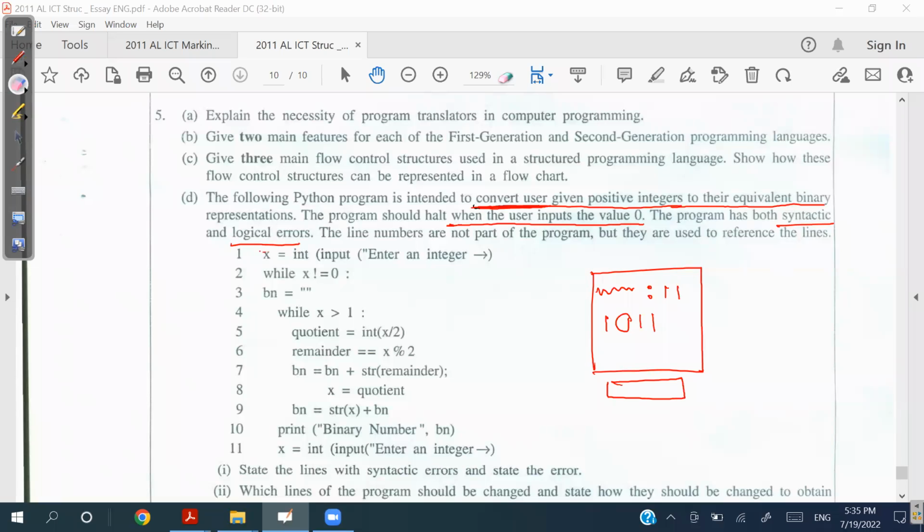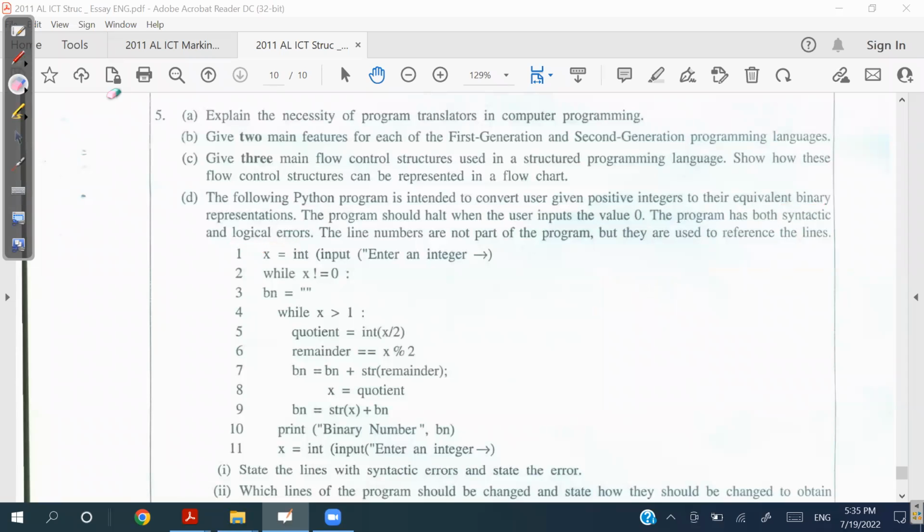The first thing that you have to understand is what's really going on here. So now we know this is to give a particular number, and once it is given, the equivalent binary number will be provided. Once we enter 0, the program is going to end. Now the first question they're asking is to state the lines with syntactic errors and state the error.